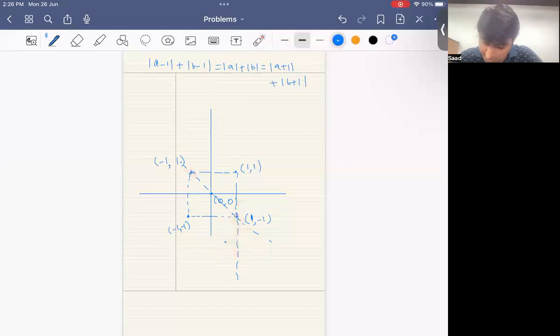So the point is either 1, -1 or -1, 1. And it's almost trivial to see that both these points satisfy the given equation, and hence the minimum value of a minus b is 2. And we are done.